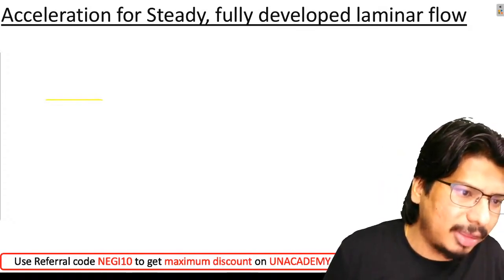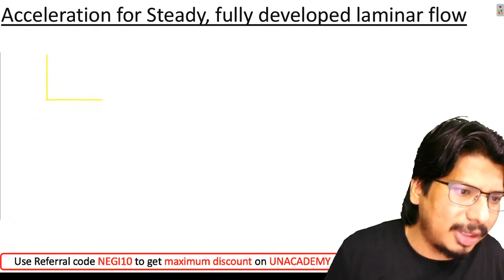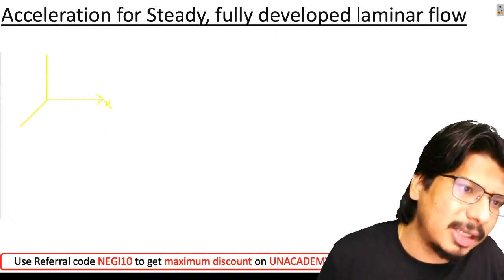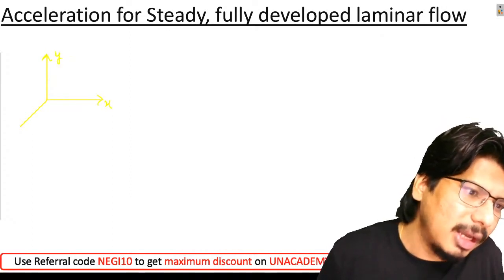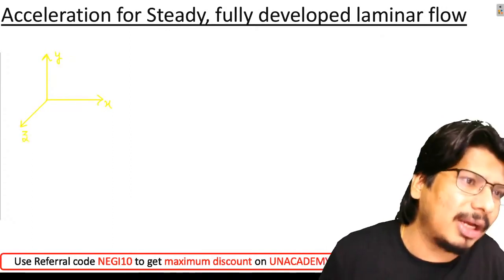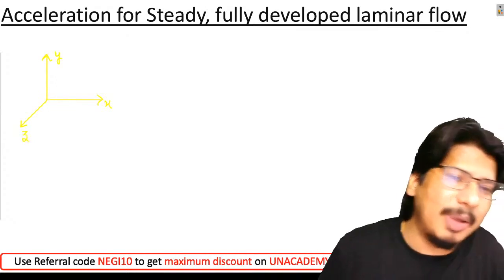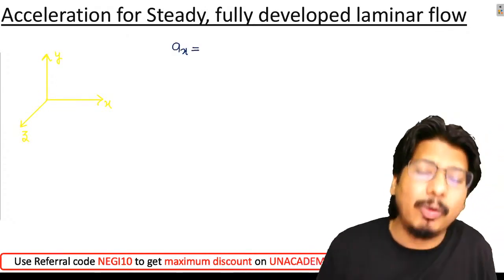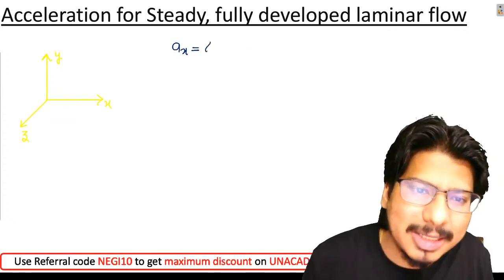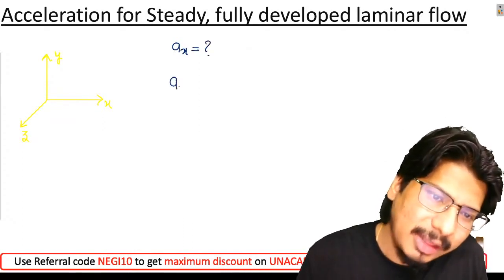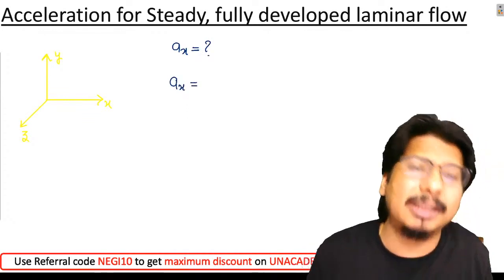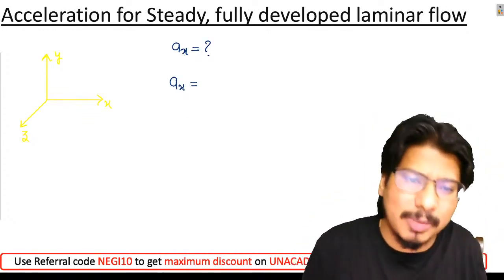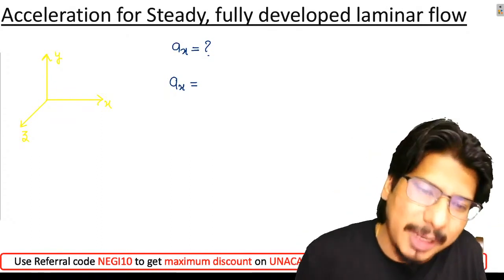Let us suppose I am having three directions. Let me say this is x direction, this is y direction, this is z direction. If you have already seen my fluid kinematics classes, then only you can answer. I want to find what is a_x. Anyone in the class? If the flow is taking place in x direction, what is the formula of a_x? Anyone in the class knows about this? What is the meaning of a_x?